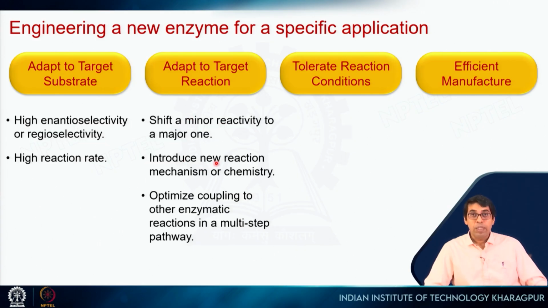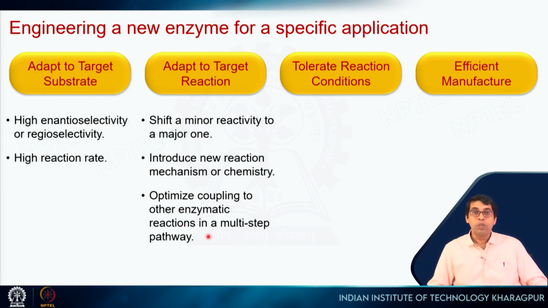You can introduce a completely new reaction mechanism or chemistry. The enzyme performs certain catalysis, but you are going to change it completely, using the same scaffold of the enzyme, the same active site, and change the active site residues so that it performs a completely different chemistry. You can also optimize coupling of your enzyme to other enzymatic reactions in a multi-step pathway.